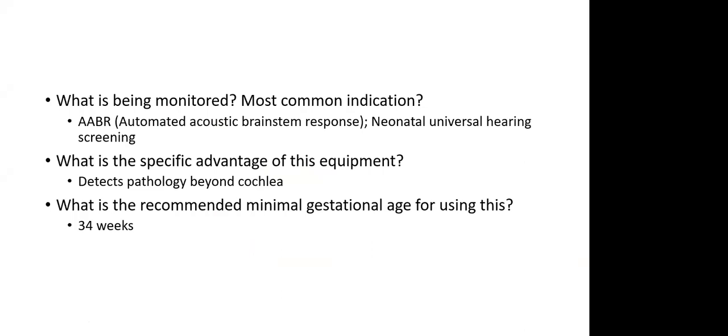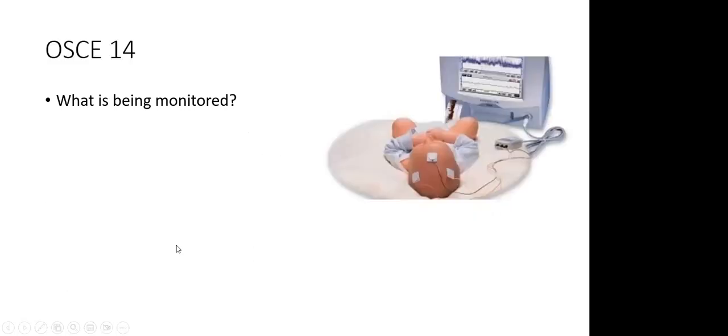Okay, so ABR, which is automated auditory brainstem response. If you have written this down, it is a correct answer. Even if you have written BERA, it might be only a partial response. It is used for universal screening. The specific advantage is that it will detect pathology beyond the cochlea. The recommended age is 34 weeks.